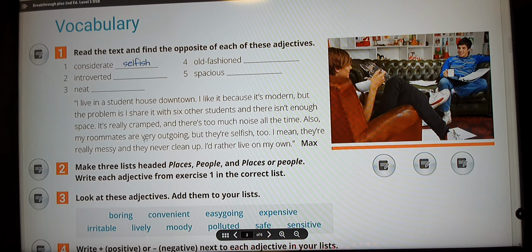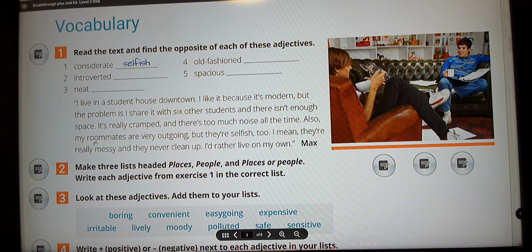Also, my roommates are very outgoing. My roommates are very outgoing. Outgoing, they like meeting people. Outgoing is the opposite of introvert. So my roommates are very outgoing, means they're not introverted. There's actually another word. The opposite of introverted is extroverted. So the prefix in, we change it to ex, and that gives us the opposite meaning. Okay, so the opposite of introverted here is outgoing.